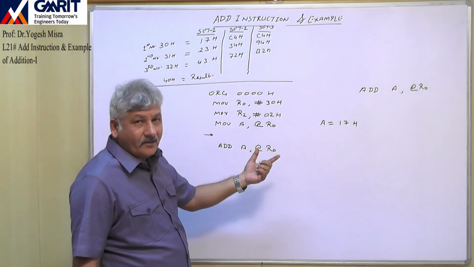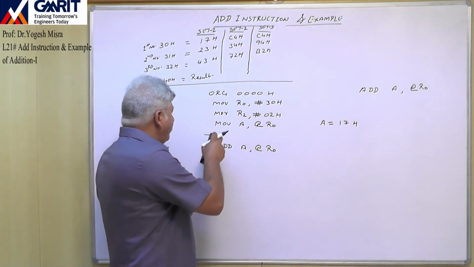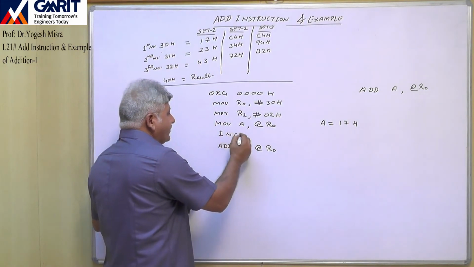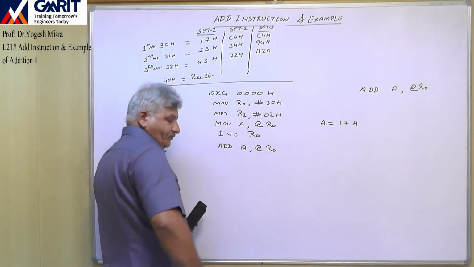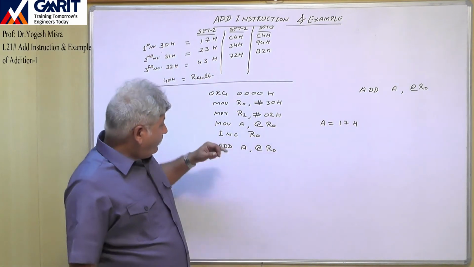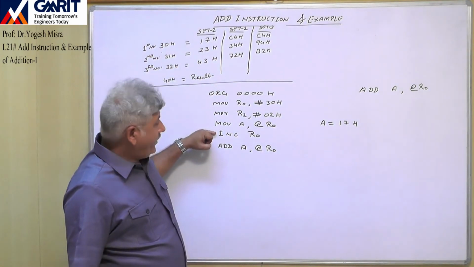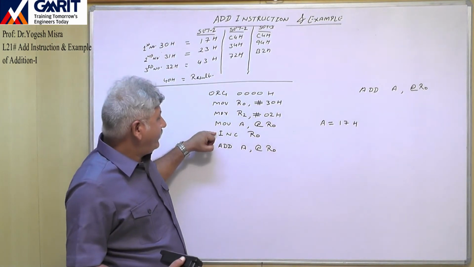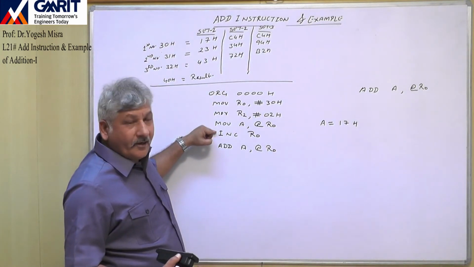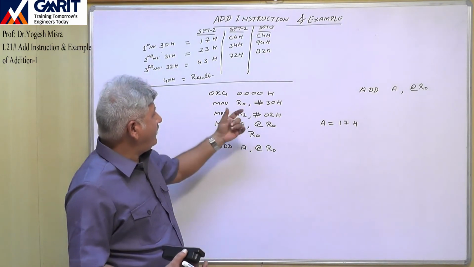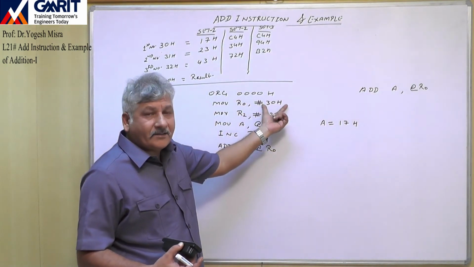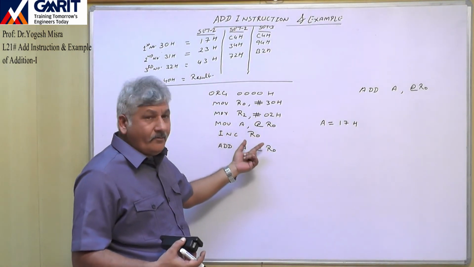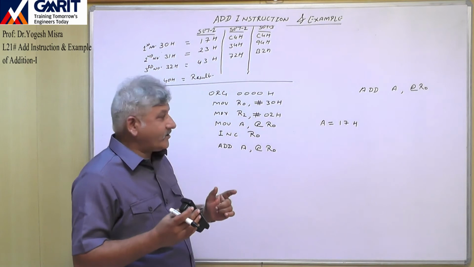So how to load that address? I will use here one instruction, INC R0. So now what will this instruction do? It will increase the content of R0 by 1. So at this particular time, what is the content of R0? Content of R0 is 30H. So now with this instruction, content of R0 will become 31H.